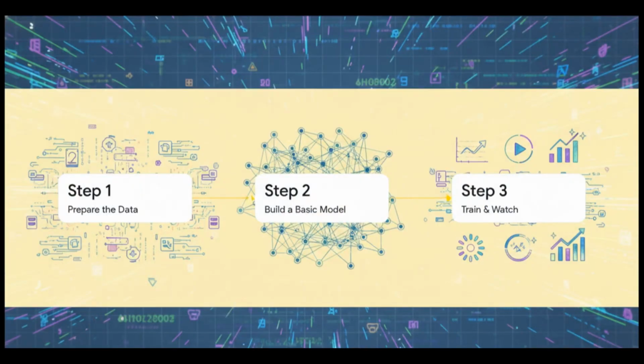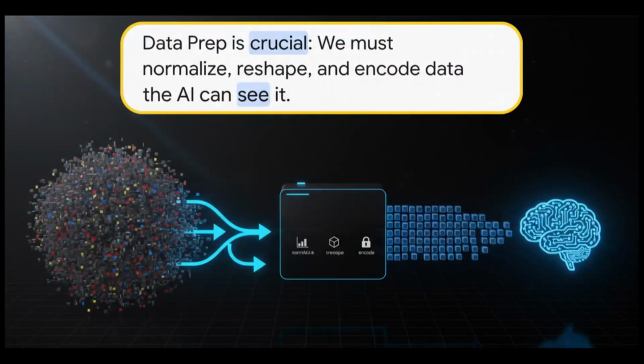So, here's our plan of attack. It's super simple, really. First, we've got to get our data ready for the AI. Then, we'll actually construct the brain of our model, and finally, we'll hit the big train button and just see what happens.